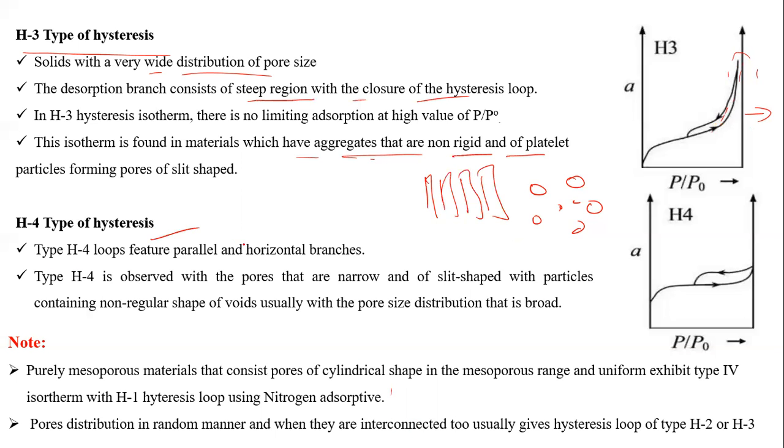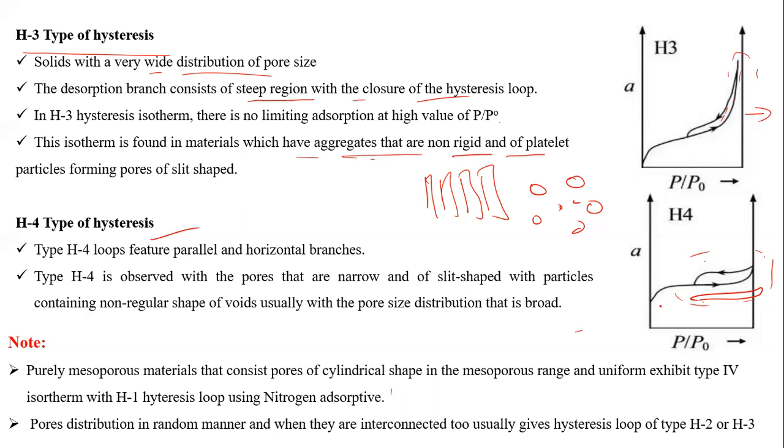And the last type of hysteresis, that is where we have horizontal branches. आपका बिल्कुल इस तरह horizontal branches बन रहा है, and these kind of pores were observed which have narrow and or slit shaped particles containing non-regular shape of voids, usually with pore size distribution that is broad. जहाँ पे pore size distribution बहुत broad होगा, उसमें आपको ऐसे hysteresis loops मिलेंगे.